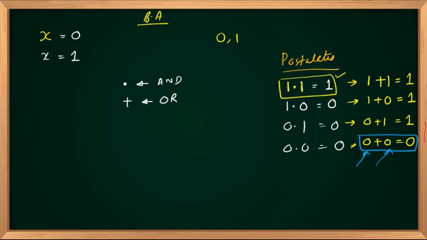Then we'll slightly move into theorems in Boolean algebra. The most important theorem in Boolean algebra is the duality theorem, or duality principle. And the theorem is very simple.